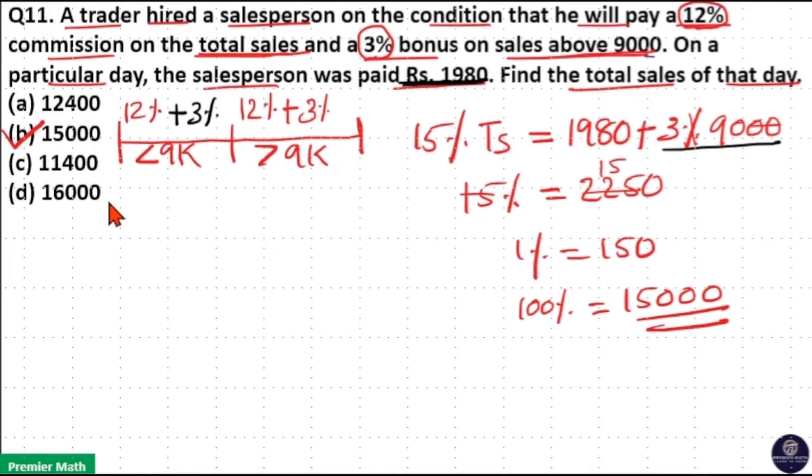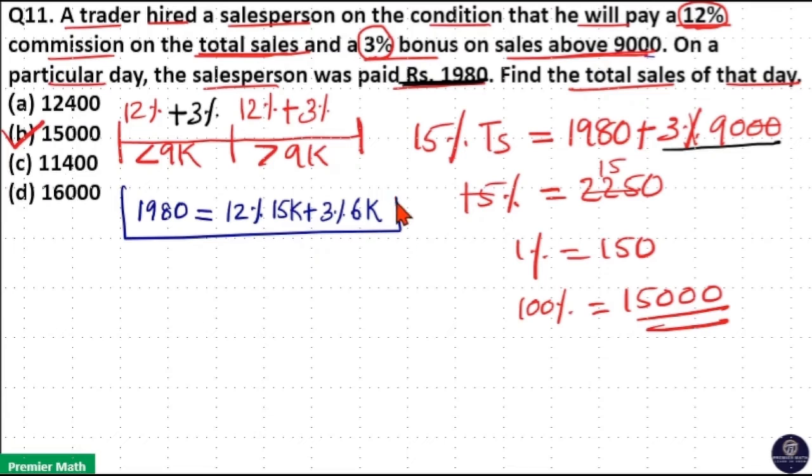Here 15,000 is the total sales, and if you want to verify your answer, 1,980 is the total amount he gets as commission, which is equal to 12% of total sales 15,000 plus 3% bonus for sales above 9,000, means 15,000 minus 9,000 is 6,000. So in this way you can verify your answer.